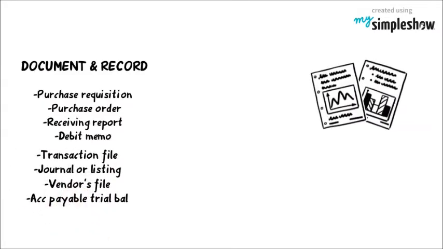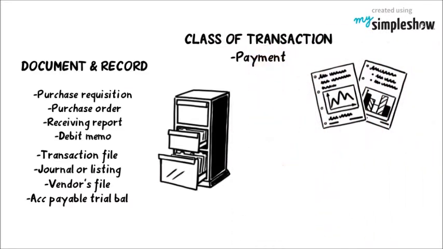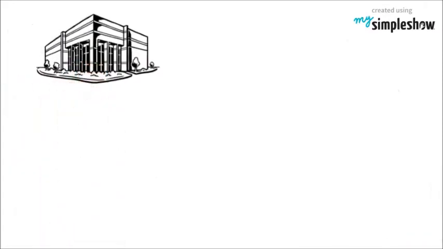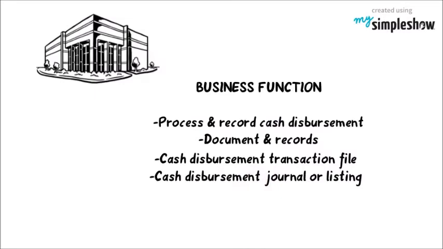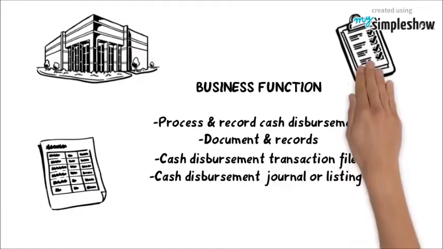Documents and records include purchase requisition, purchase order, receiving report, acquisition transaction file, acquisition journal or listing, vendor's invoice, debit memo, voucher, account payable trial balance. Class of transaction includes payment. Accounts include cash in bank, account payable and purchase discount. Business functions include processing and recording cash disbursement. Documents and records include cash disbursement transaction file and cash disbursement journal or listing.